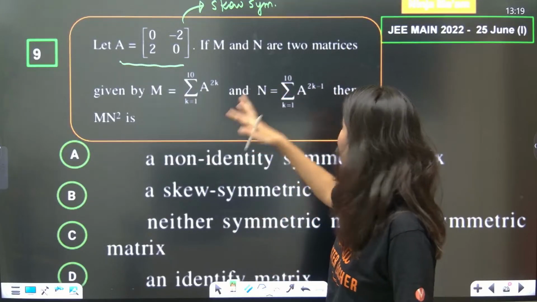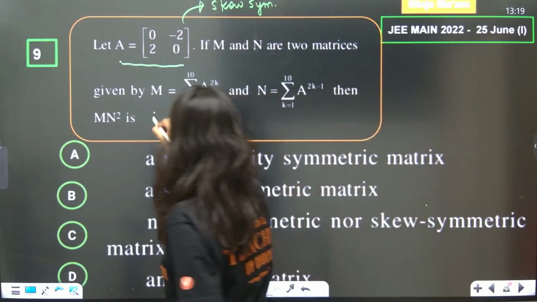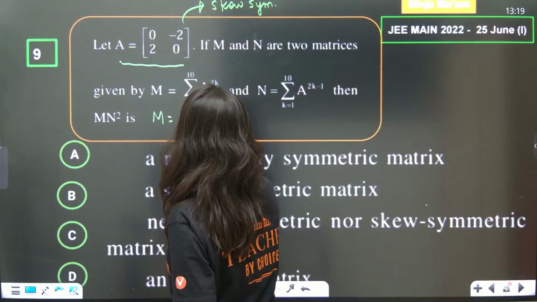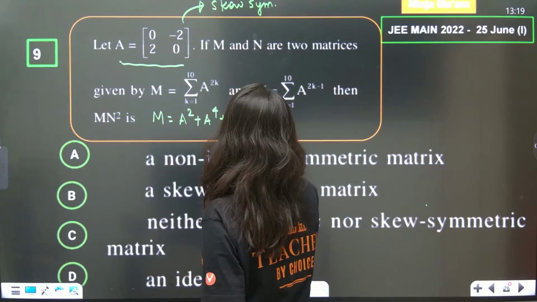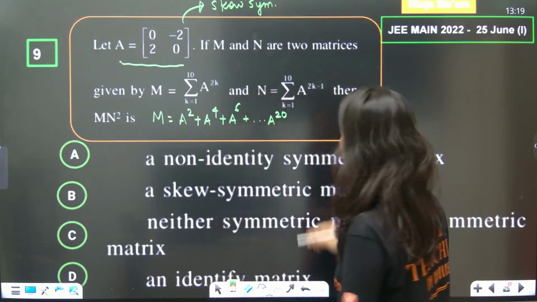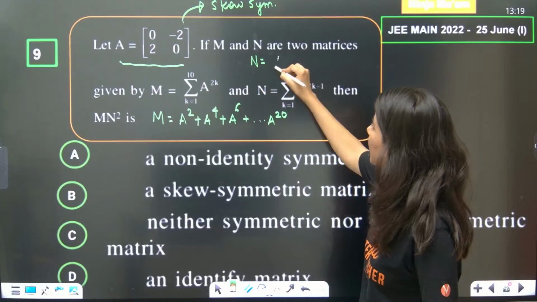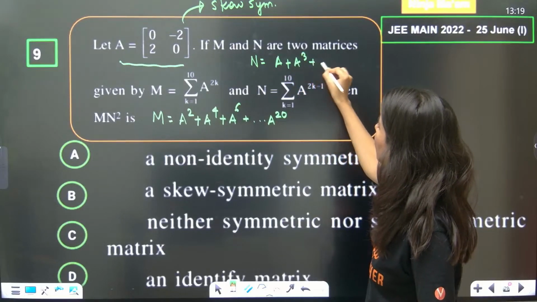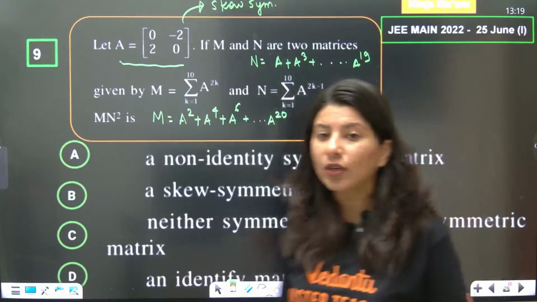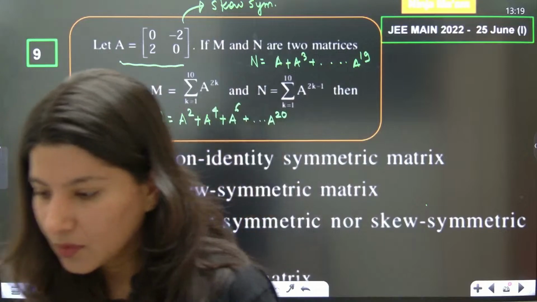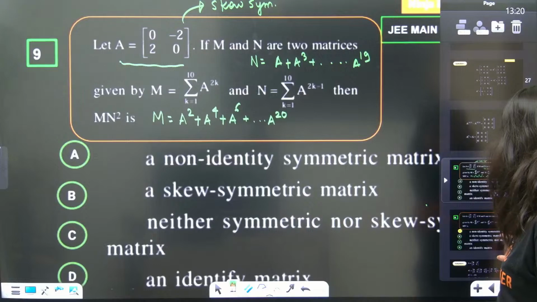M and N are the two matrices given by: M is nothing but A squared plus A power 4 plus A power 6 all the way up to A power 20. This is your M. What is N? If I open this sigma, with k equal to 1, you get A plus A cube and all the way up to, if you put 10, A power 19. This is your N. Then they are talking about MN squared.